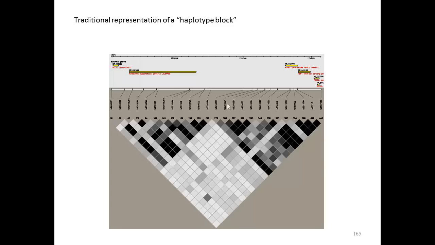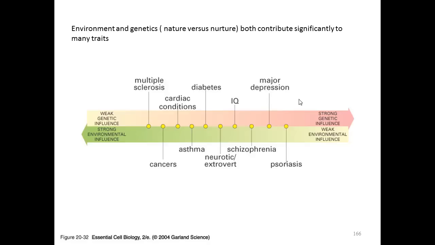And the way haplotype blocks are discovered is when people genotype many different SNPs along a chromosome and see which ones are correlated with each other. Darker colors mean that SNPs are correlated. For instance, this SNP has a high correlation with this SNP right here, so this region of the chromosome is a haplotype block, meaning chunks of chromosome that frequently get inherited together.